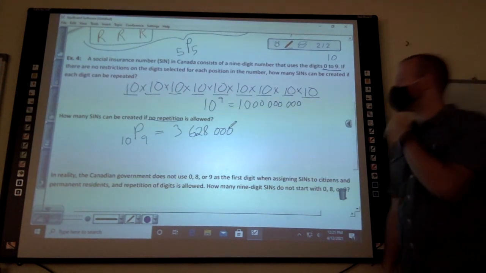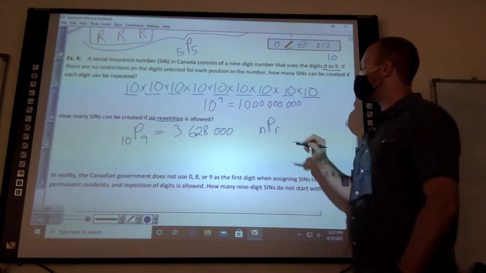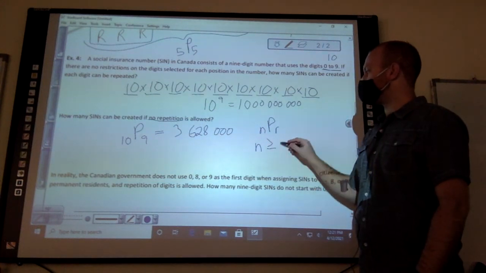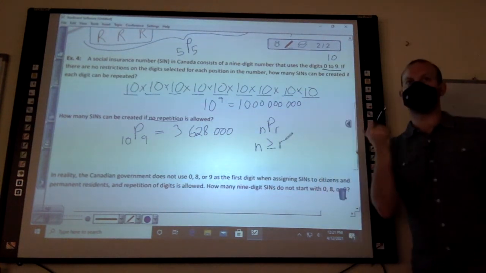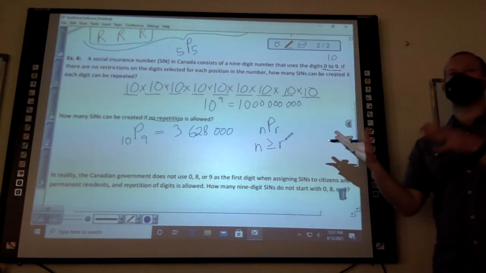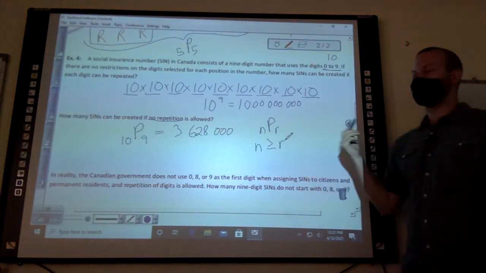Just in a general case, I just remembered this. If this is your equation, nPr, the n value must always be greater than or equal to the r value. Otherwise, this won't work. So if you're confused about where to put the 10 and where to put the 9, put the bigger number first, and then the smaller number second.